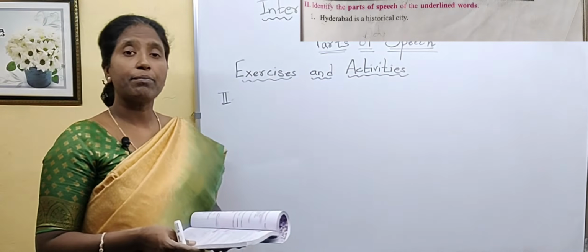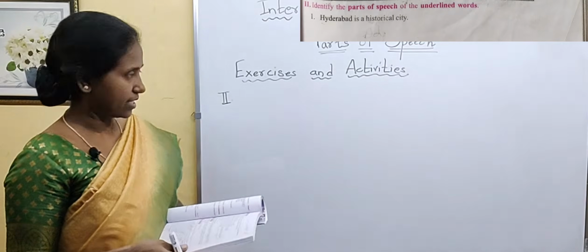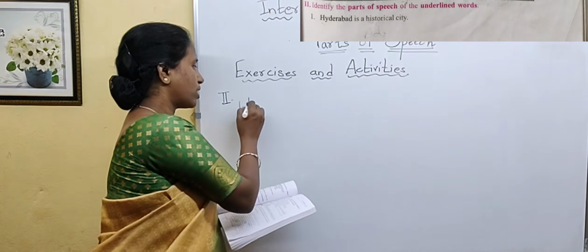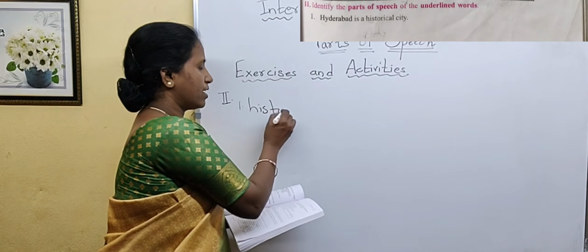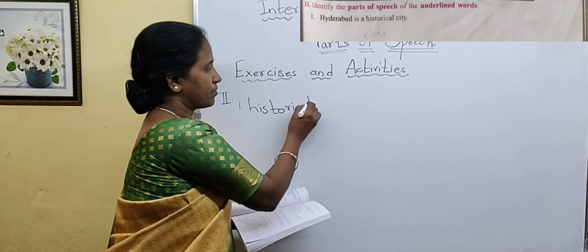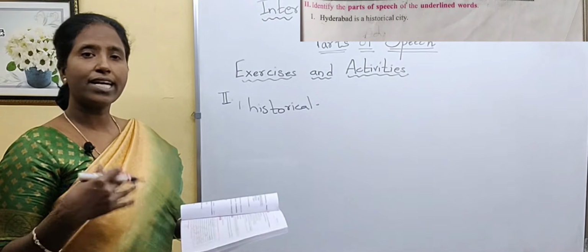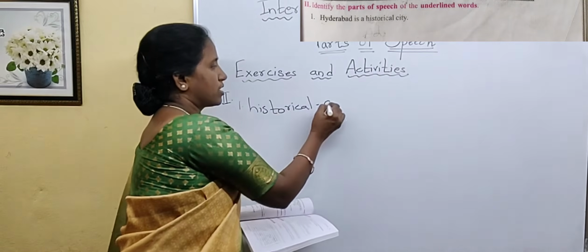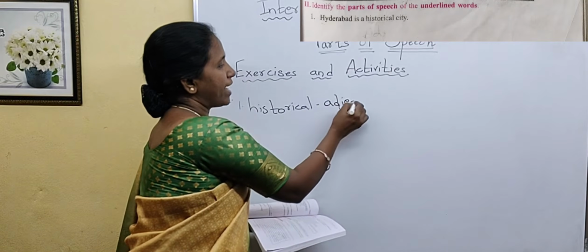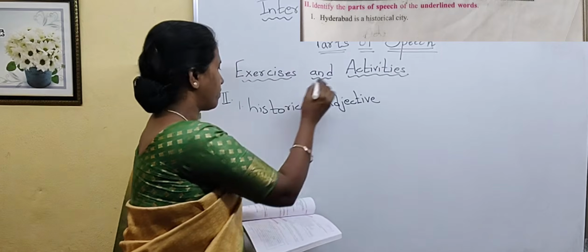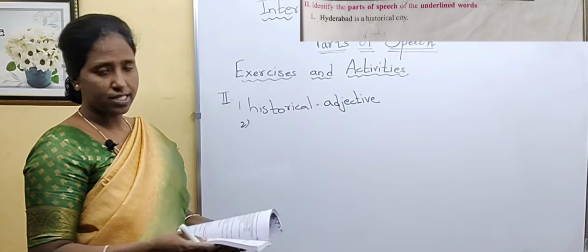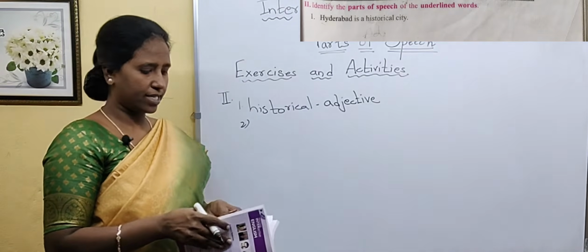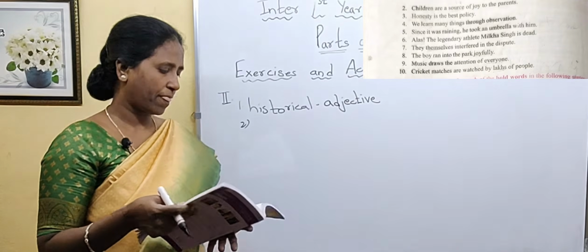Okay. Hyderabad is a historical city. Here the word historical is underlined. Historical is telling what type of city, so it is an adjective. Generally, remember that an adjective is always followed by a noun. Here city is a noun, historical city. It is telling what type of city.